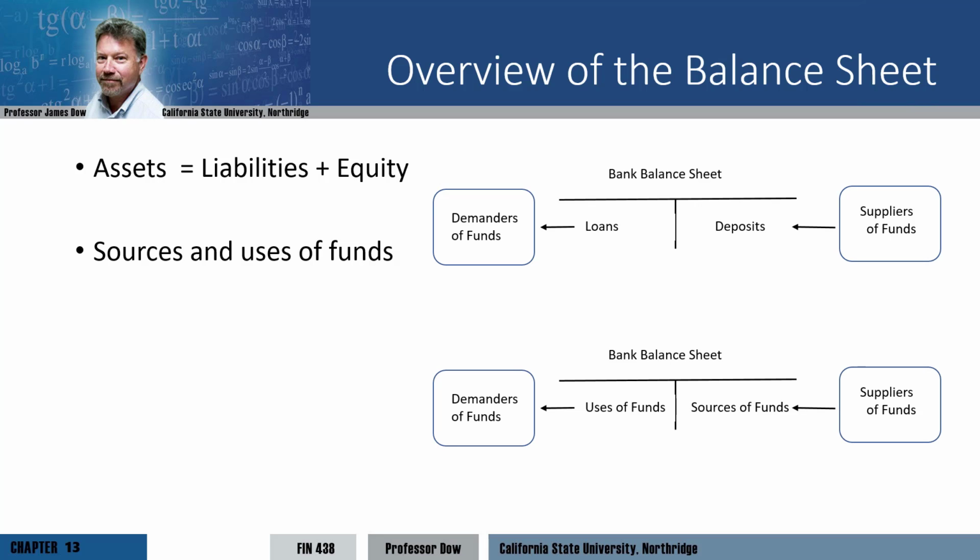Items on the right-hand side of the balance sheet are called sources of funds. Items on the left-hand side of the balance sheet are called uses of funds. First, we'll go through the various kinds of items that make up the sources of funds, and then we'll go through the uses of funds.